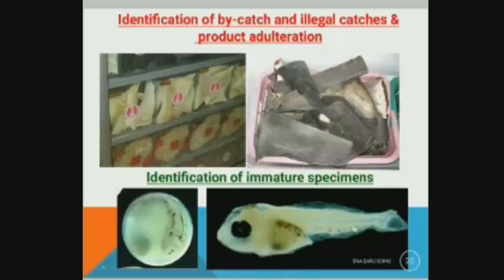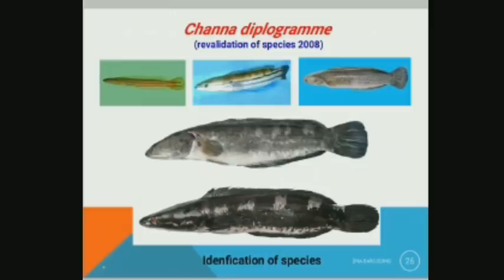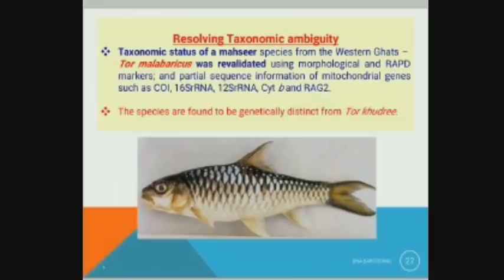Again, identification of immature specimens, as mentioned in the previous slide. Here is one example. When we look at all five pictures, they seem to be of different species, but this is a particular species, Channa diplogramma. These are all five different life stages. These kinds of studies we can also do using DNA barcoding.